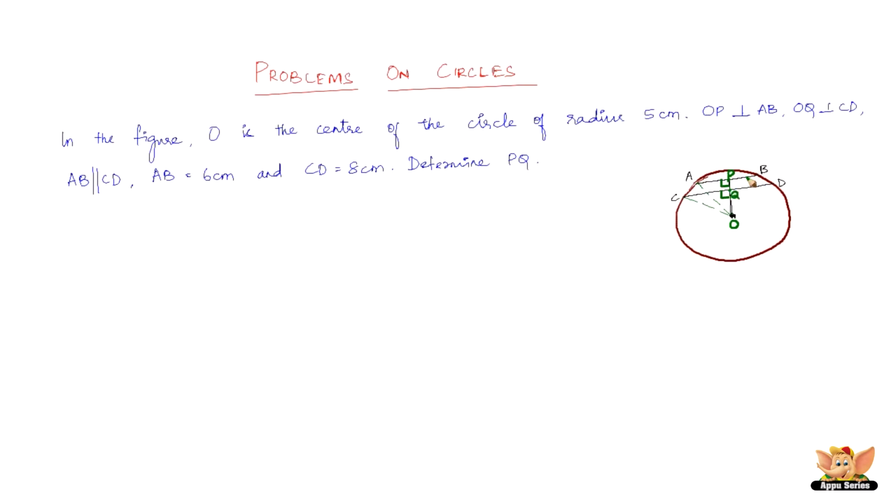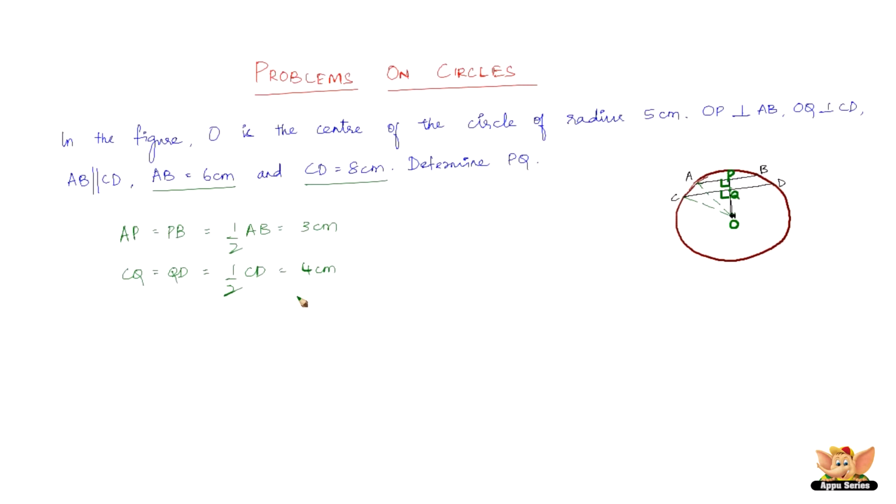So how do we go about that? Now again, going back to the property, since the perpendicular from the center of the circle to a chord bisects the chord, therefore P and Q are the midpoints of AB and CD respectively. Very simple. So consequently, we have AP equal to PB equal to half of AB, which is nothing but 3 centimeters because AB is 6 centimeters. And also we have CQ equals QD, which is equal to half of CD, which is equal to 4 centimeters because CD is equal to 8 centimeters.